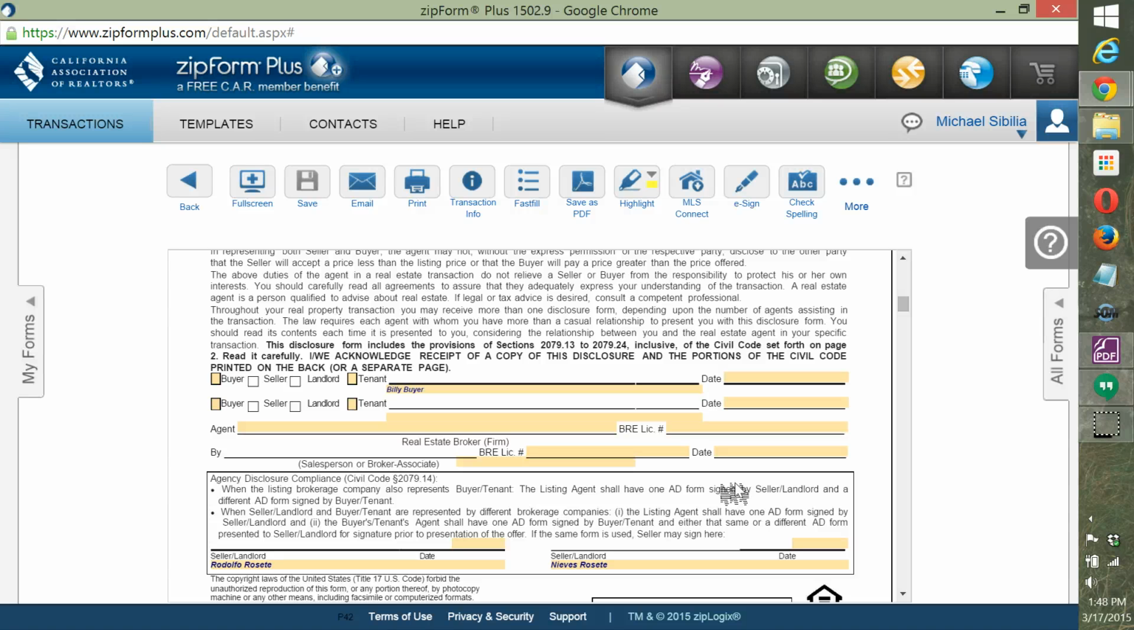What about on the other side if you're selling? If you're selling, you have to do it before the listing. Before the listing agreement? Right. There's no transitory rule. So you're going to Billy the buyer. We have to check the box that says buyer.